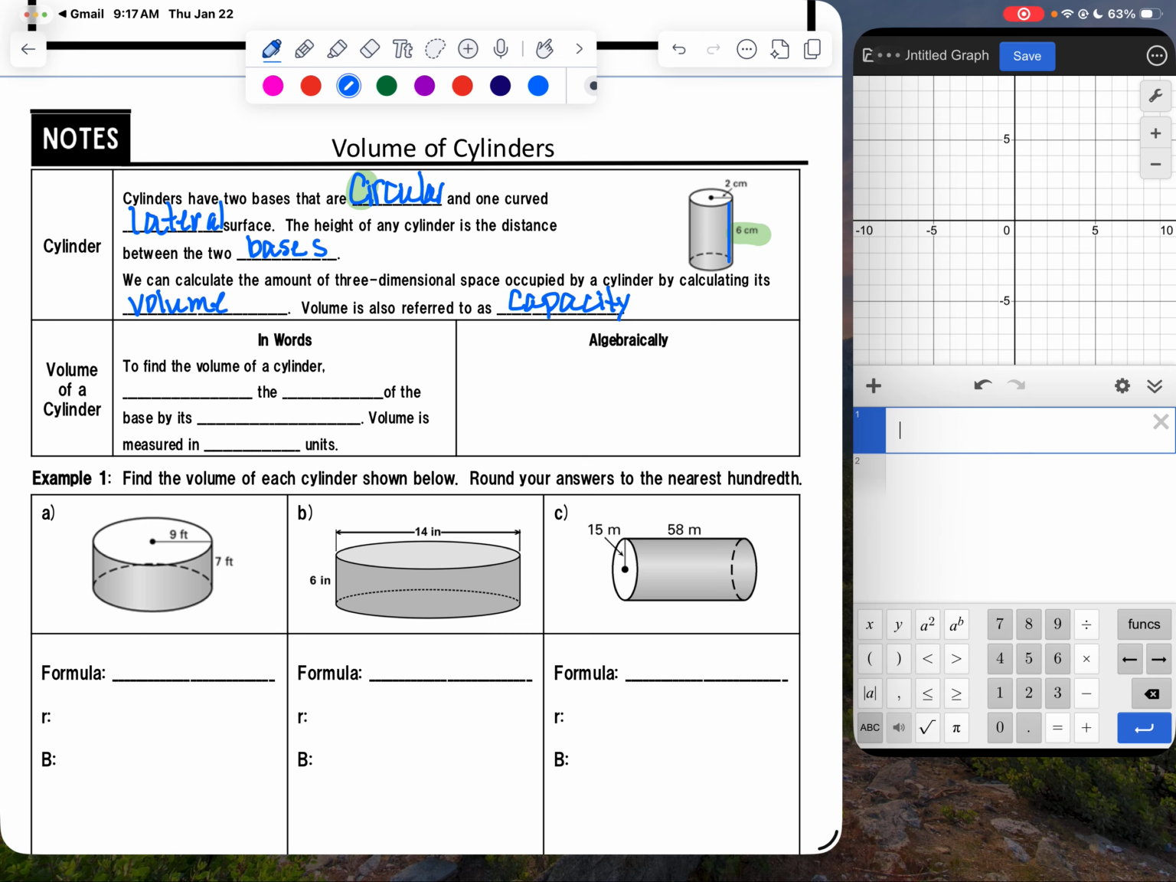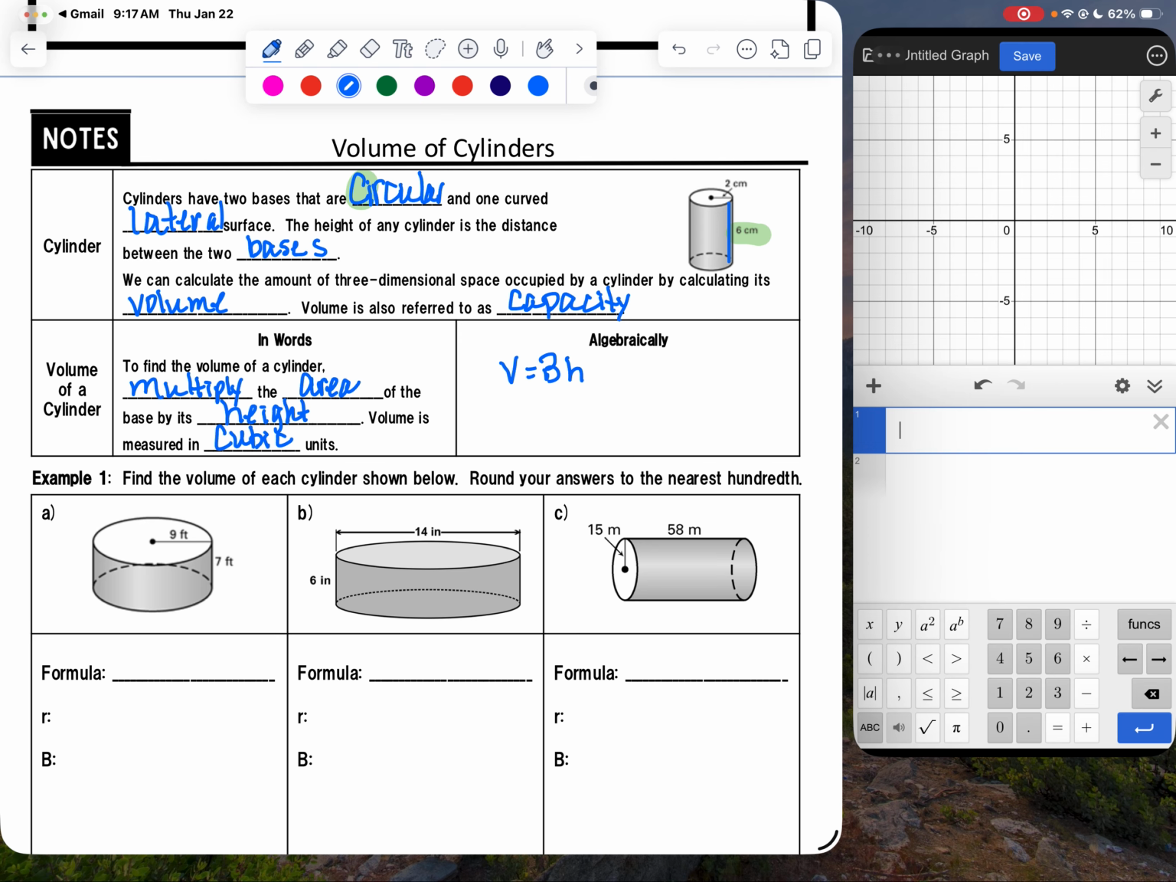Now, to find the volume of a cylinder, you simply multiply the area of the base by its height. And volume is always measured in cubic units. Now, algebraically, this formula would look like this: capital V equals capital B, for area of the base, times H, the height. So volume is equal to area of the base times the height.